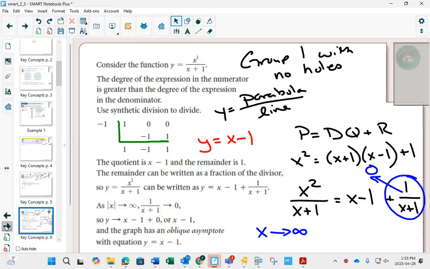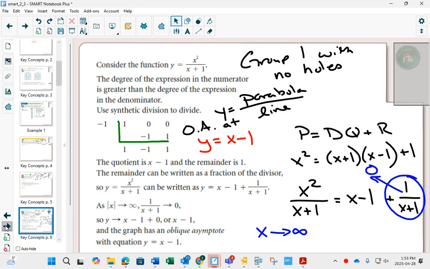Now, they won't ask you to describe why oblique asymptotes work. All you'll need to be able to do is recognize if I have a parabola over a line, I have group 1 with no holes, then I'm going to get an oblique asymptote. And then I can use synthetic division, and whatever I get as the answer becomes my oblique asymptote.